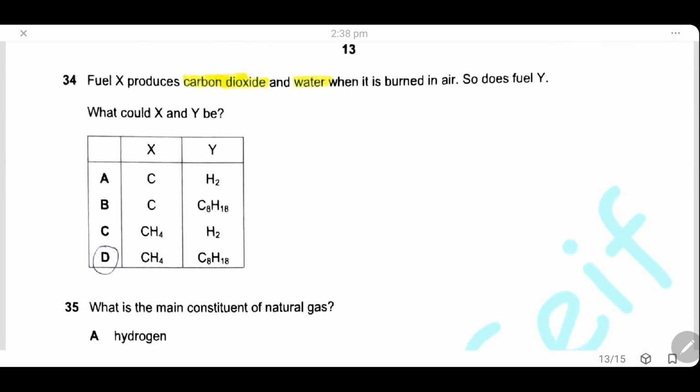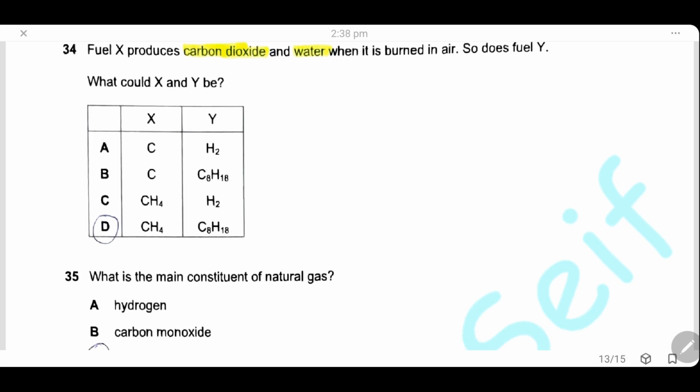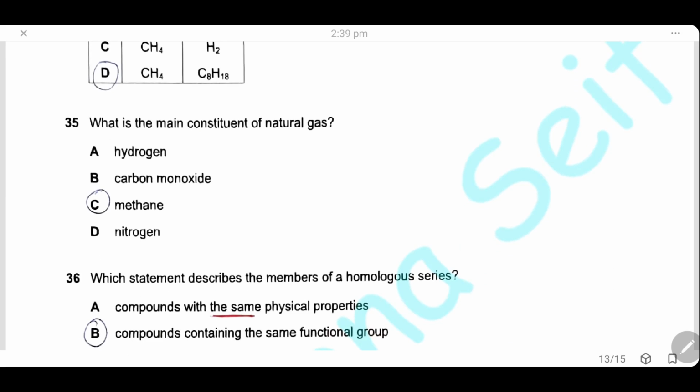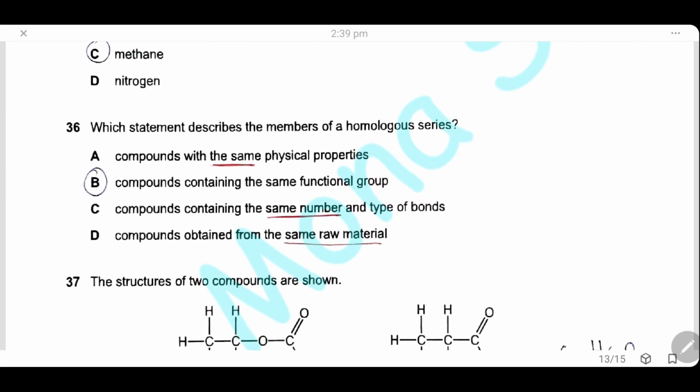Question 34. Fuel X produces carbon dioxide and water when it is burned in air, so does fuel Y. So both X and Y are hydrocarbons, because hydrocarbons burn in air to produce carbon dioxide and water. So we have to choose hydrocarbon in both columns X and Y, and the answer will be D. Question 35. What is the main constituent of natural gas? Natural gas is mainly formed from methane, so the answer is C.